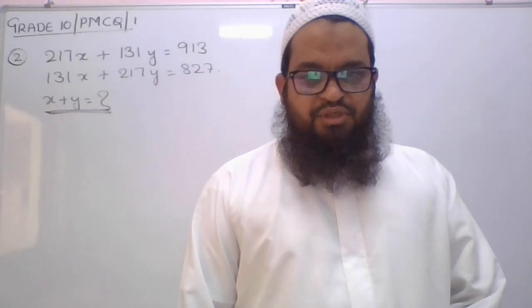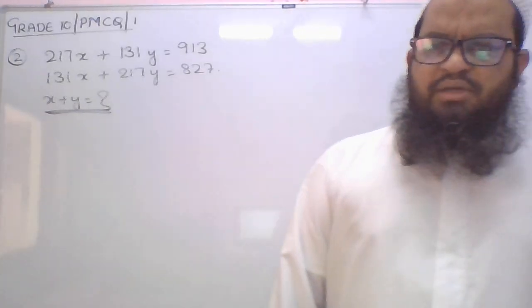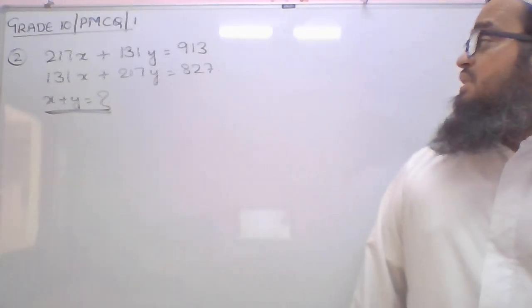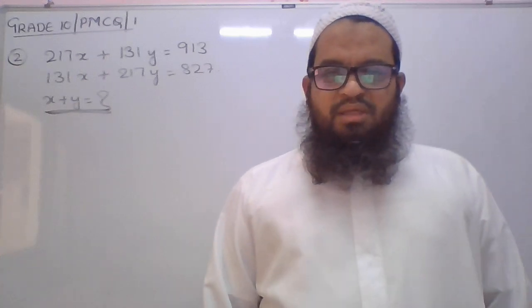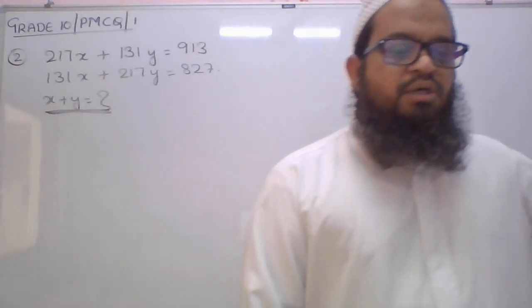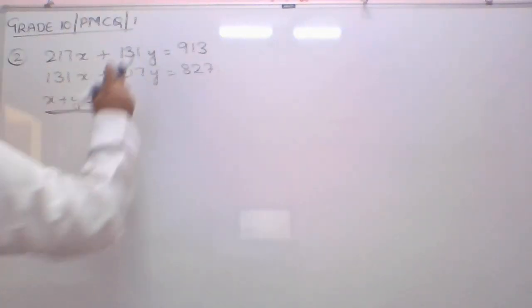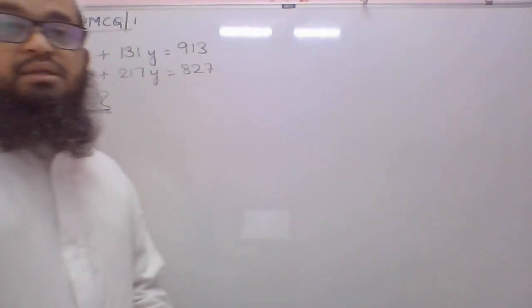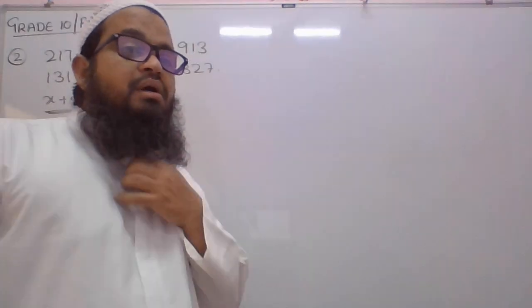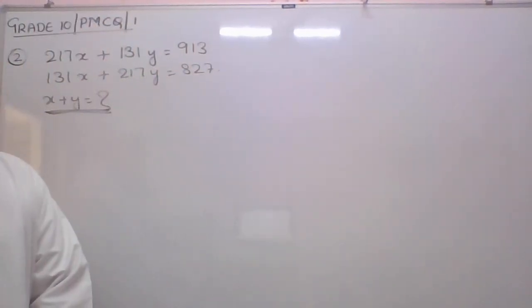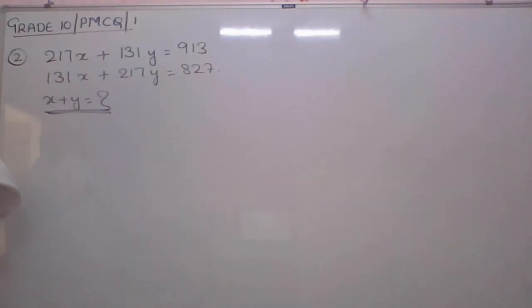So this is the second question. We have 217x plus 131y is equal to 913, and 131x plus 217y is equal to 857. So we have here two variables. That means this is a question from linear equations in two variables, and you have to find x plus y. See, x plus y means what actually? You are supposed to find x, then y, and then add both of them.